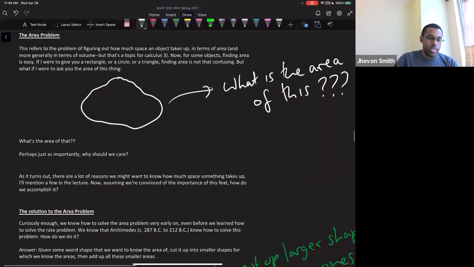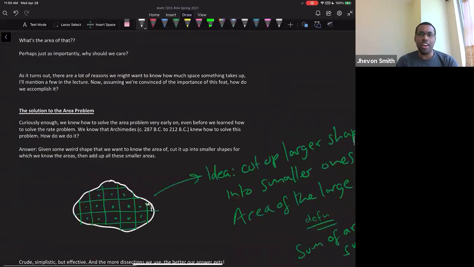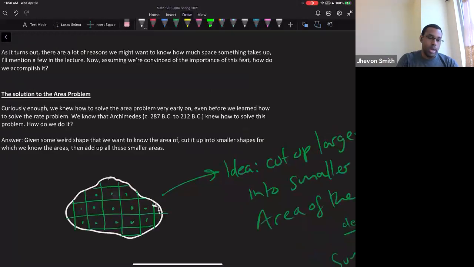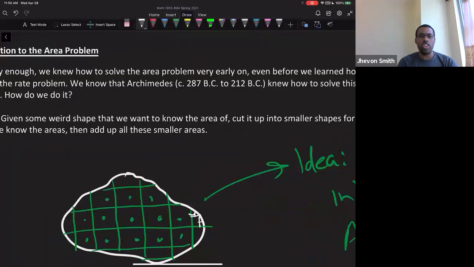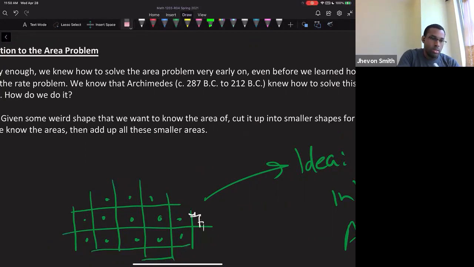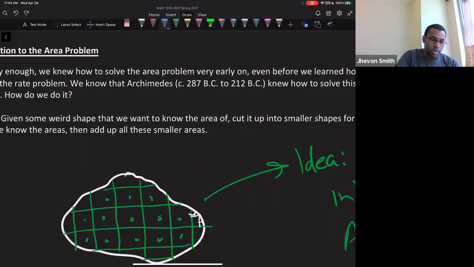The solution you may have seen before is to just cut it up into familiar shapes that you already know the area of, right? So you have this weird shape. What you can do is you just dissect it into a bunch of rectangles. You know how to find the space that rectangles take up. And so what you can do is you can just count the number of rectangles and multiply it by the area of each rectangle. And of course, you might have these little crevices right here where you don't quite have a rectangle. You have just a little snippet of something. You might just estimate this.